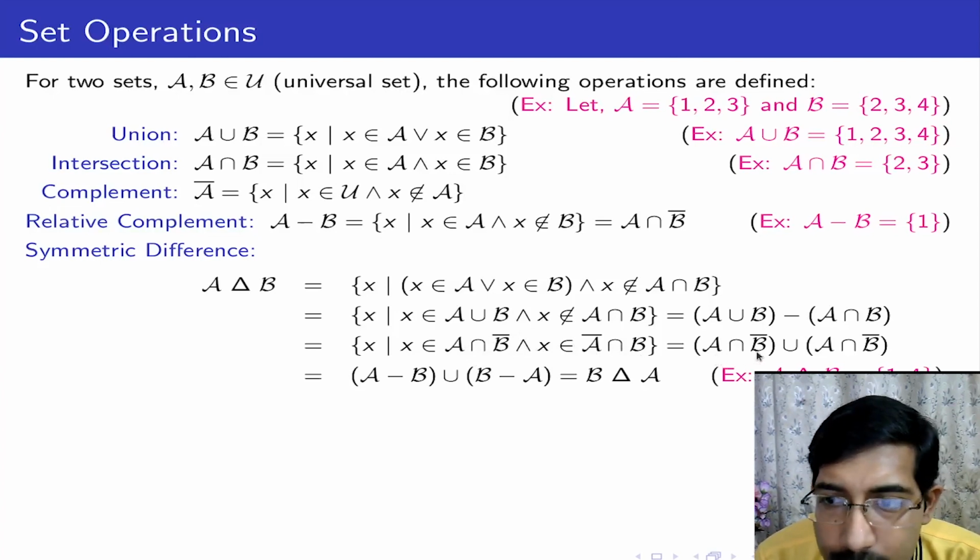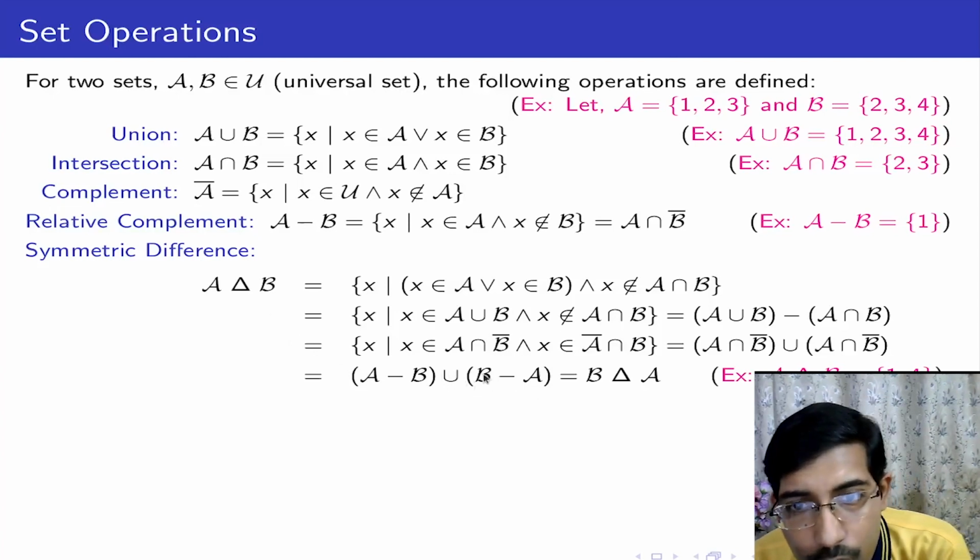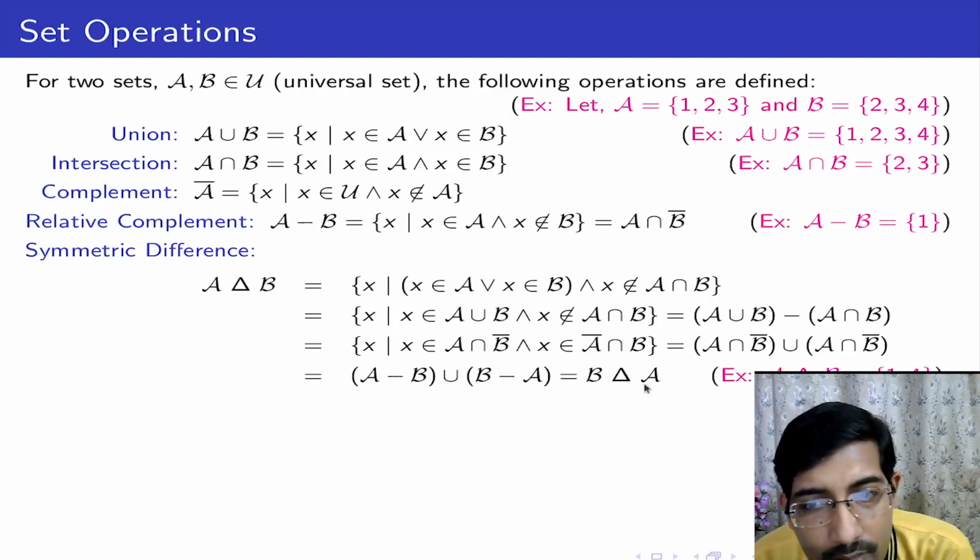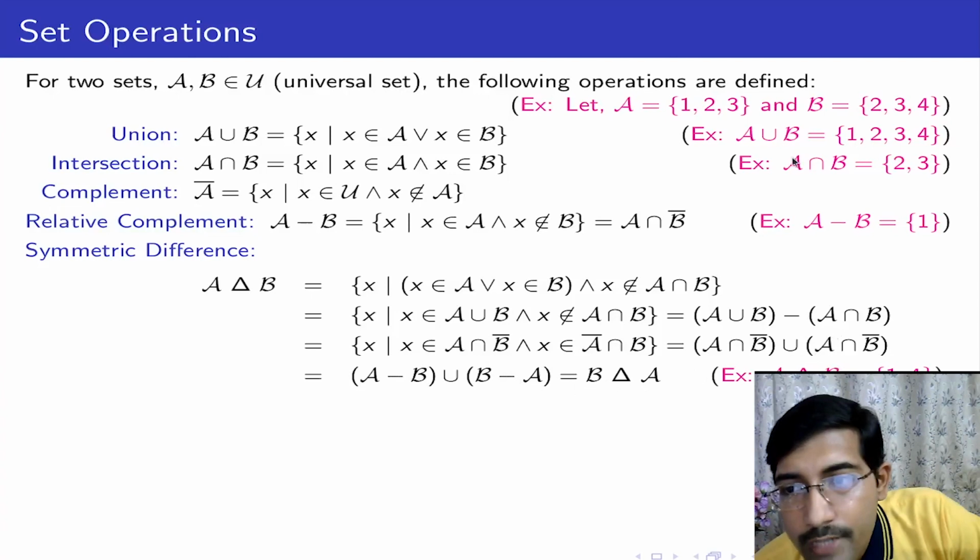So A intersection B bar union A bar intersection B. This is a mistake, this will be A bar intersection B. So this also says A intersection B bar means A minus B as per our relative complement formula, union B minus A. See, if A delta B is A minus B union B minus A, by the commutative rule I can write it the opposite way, it becomes B delta A.